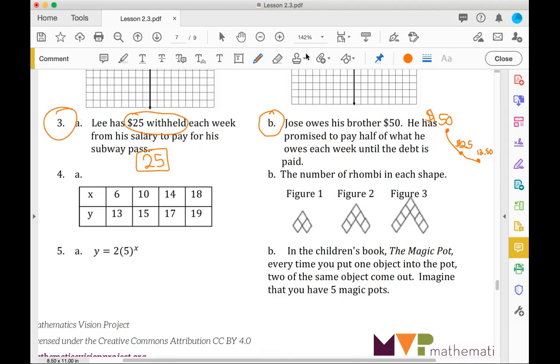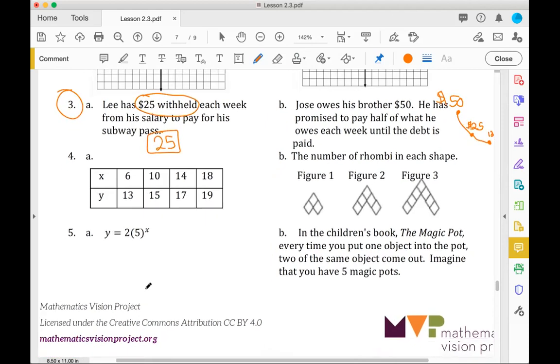So disregard what I said there. I think A is going to work better because Lee is holding 25 every week, whereas Jose is paying 25 at first, but then it's $12.50, and then it's going to be $6.25, and then it's going to go down from there. Hope that helps. Let's keep going.